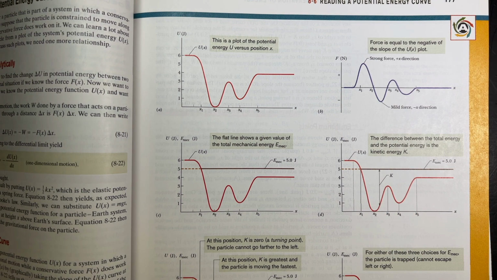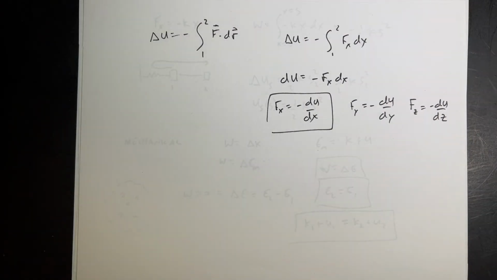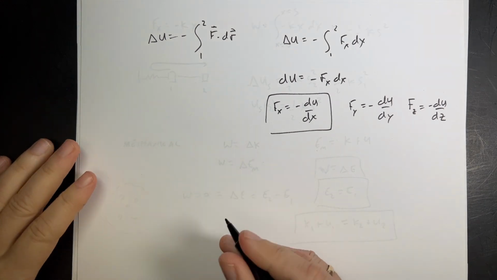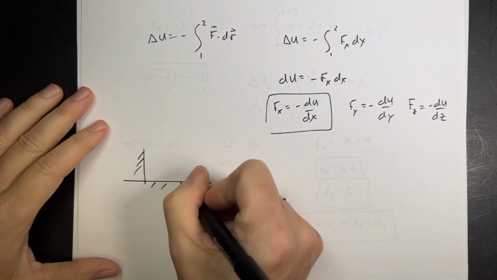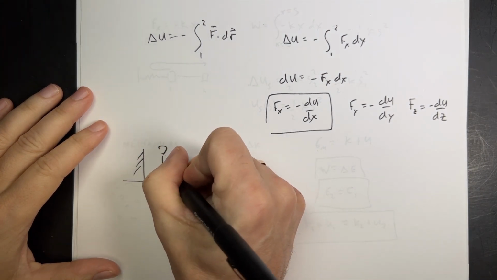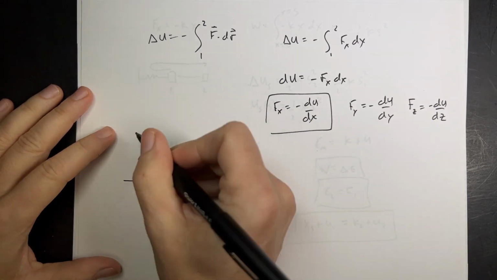Okay. Let's see. There is something about internal energy. Let me just say this real quick. There was an example, and it's a great example. Imagine the following case. An ice skater, and she pushes away from the wall.